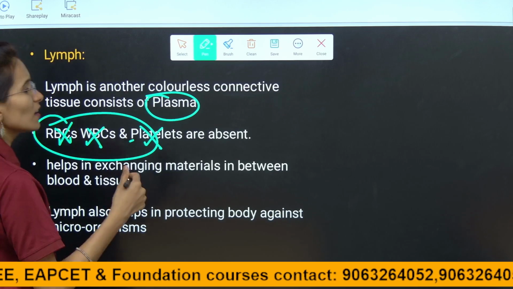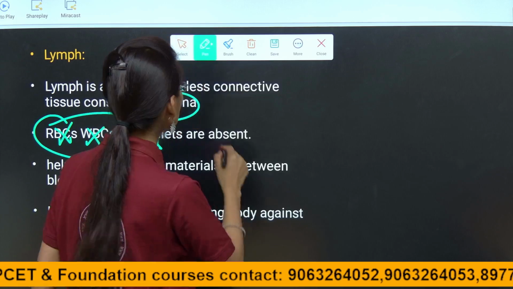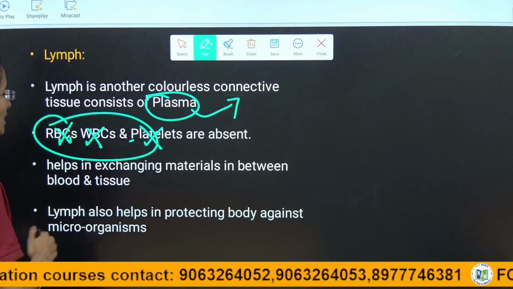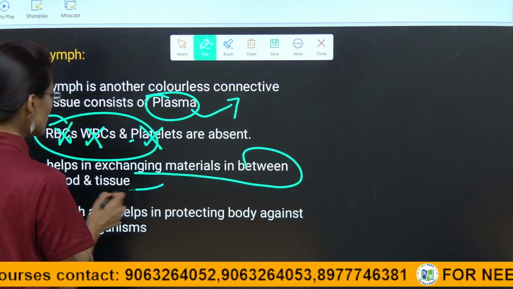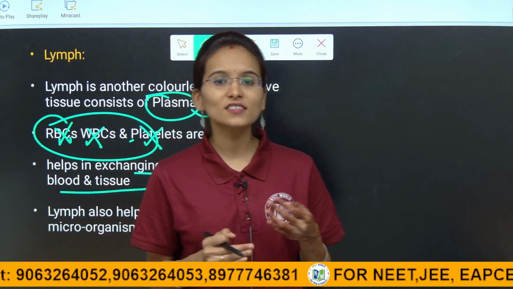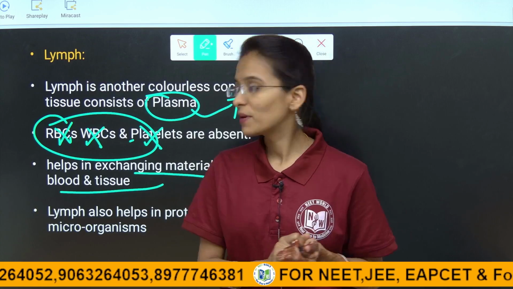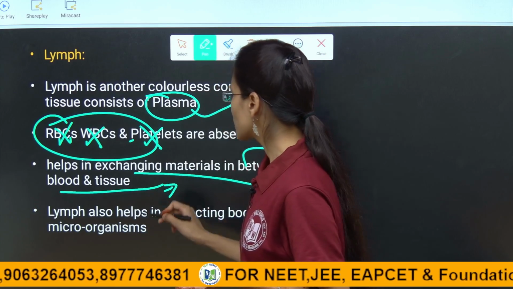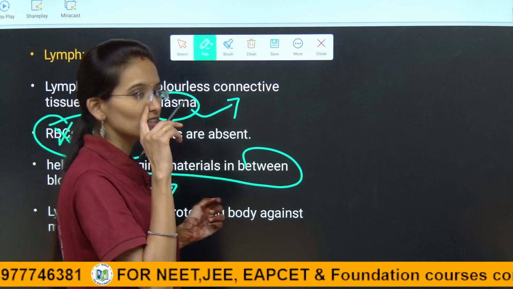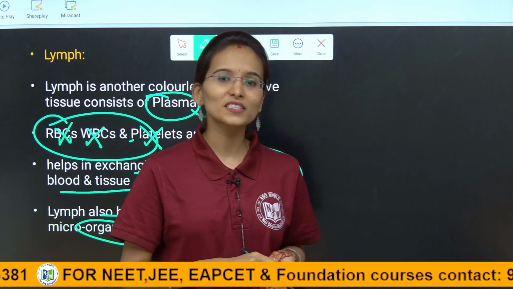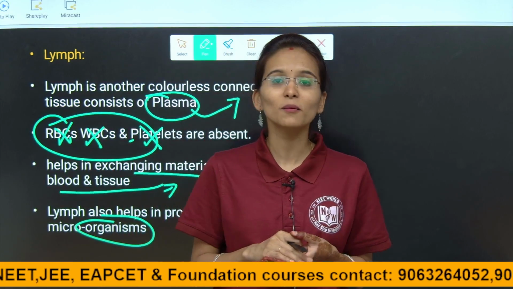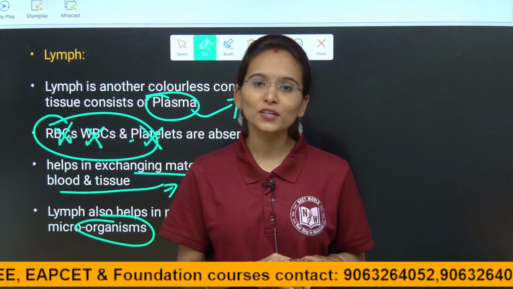These three are absent, okay. Lymph is composed of the plasma, and it is actually meant for the exchange of materials between blood and tissues. It is just meant for exchanging some nutrients and minerals between the blood and tissues. Lymph also helps in protecting the body against microorganisms. It also acts like a defense mechanism, fights against, and shows responses towards particular microorganisms.